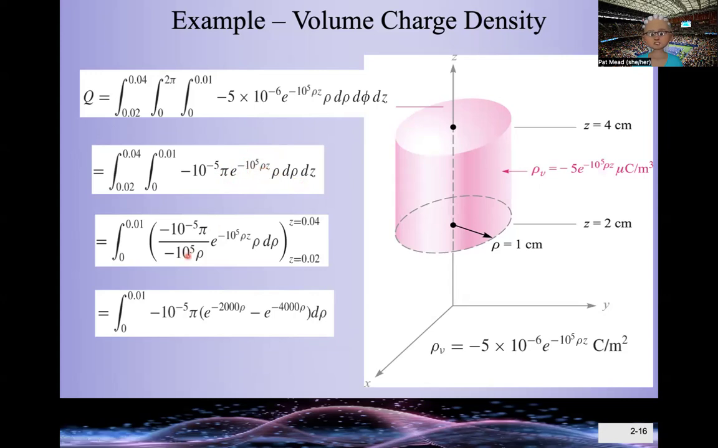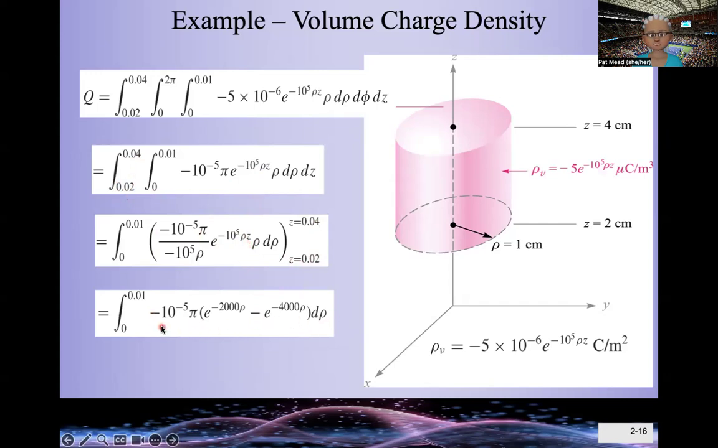So 1 over a would be 1 over minus 10 to the fifth times rho. So minus 10 to the fifth times rho is in our denominator here. You still end up with e to the minus 10 to the fifth rho z. And then we still have rho d rho. And we evaluate from z equal to 0.02 up until z equal to 0.04. So when you apply those limits of integration, you end up with this expression here.